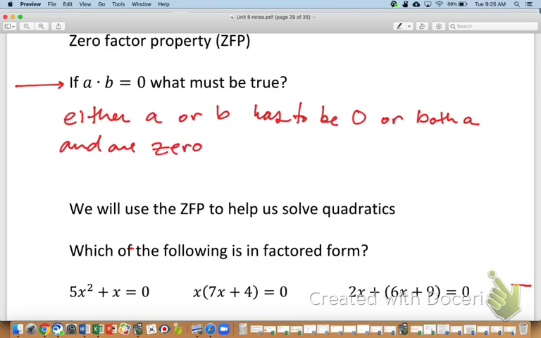Yeah, so if we tag that onto the end there, then I think we've come to a place that hopefully makes a lot of sense, right? Because either A or B could be 0, or they're both 0. In either one of those scenarios, A times B would be 0. So this is really important.